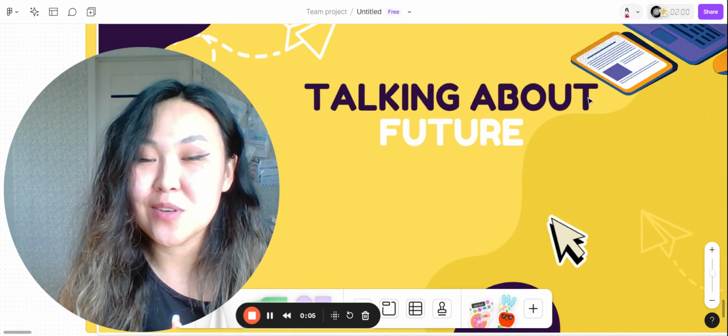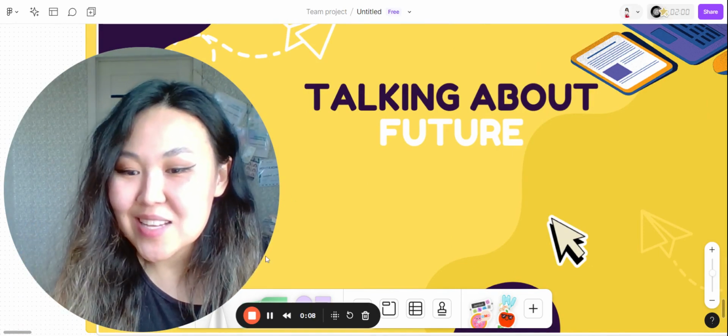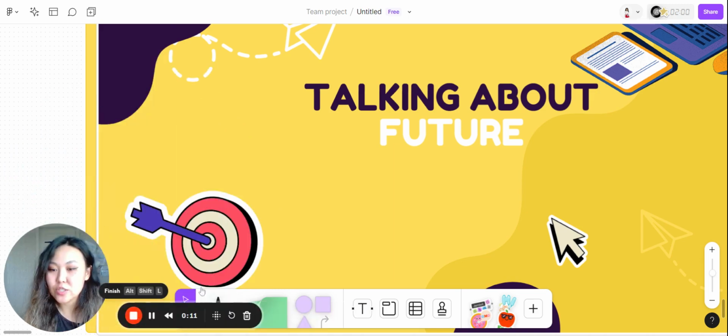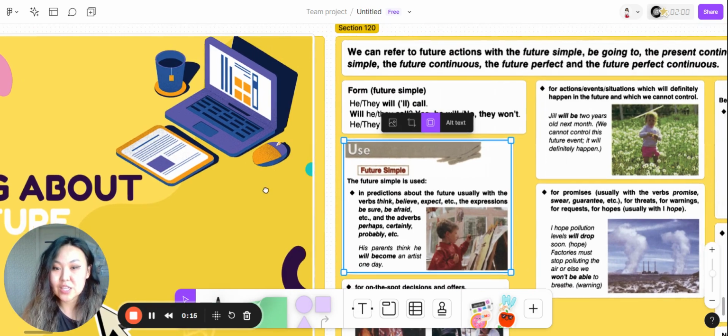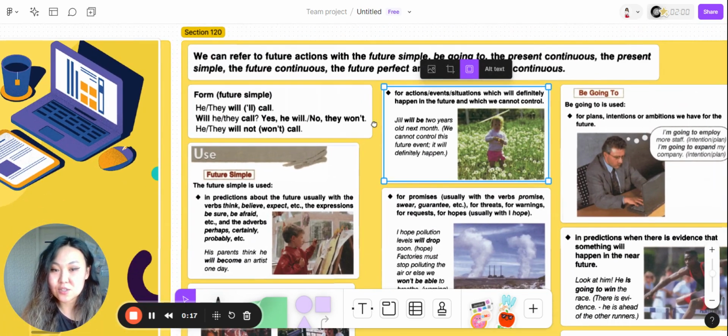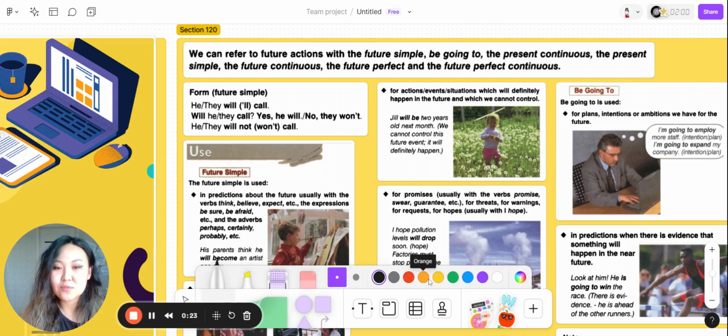So today we will talk about the ways to talk about the future. We are going to start with the expressions and tenses as usual. And here we have a list of the tenses and expressions we can use to talk about the future. The first one is, of course, future simple. The next one is be going to.